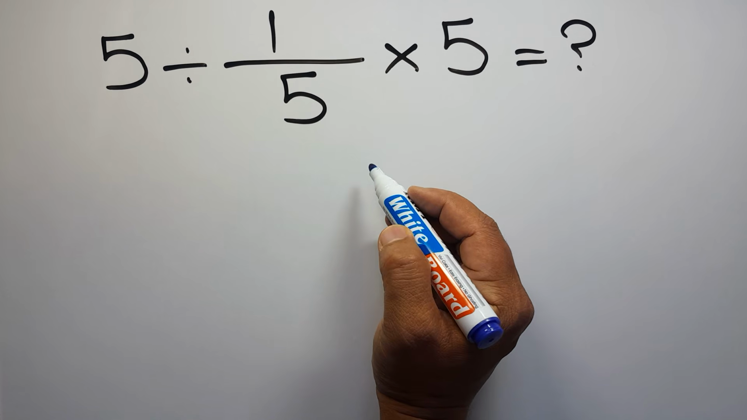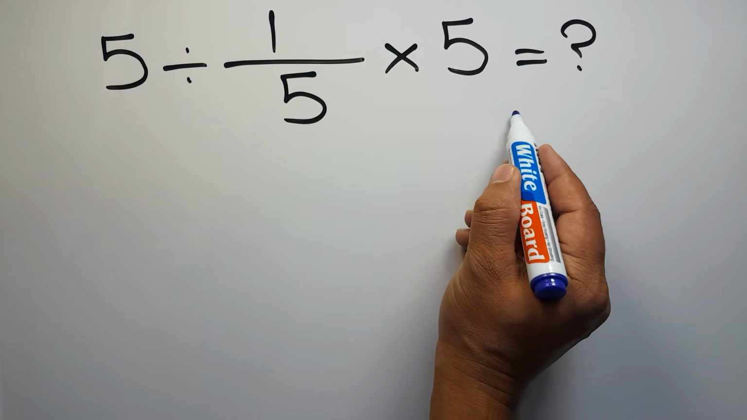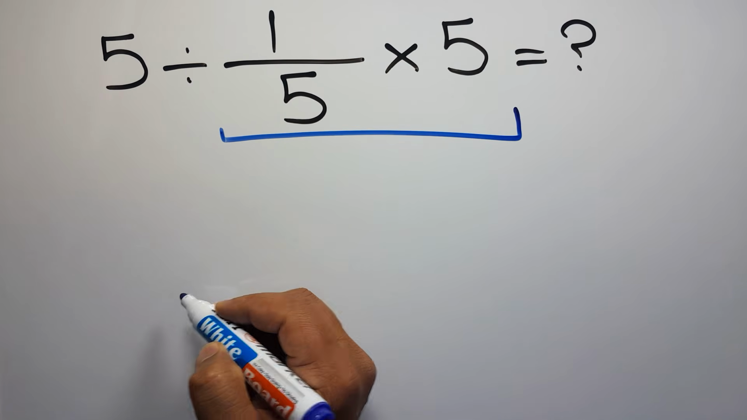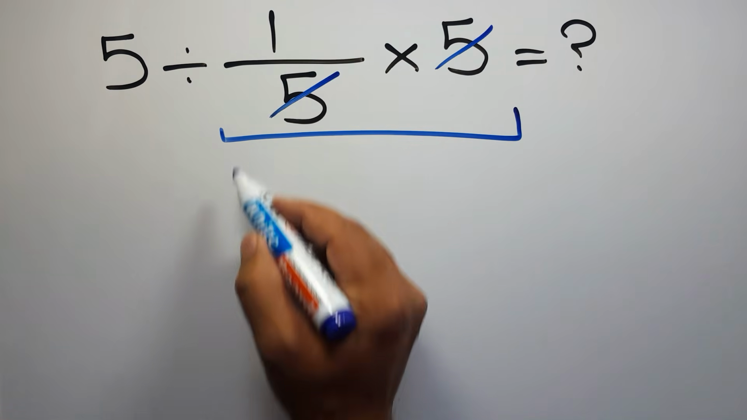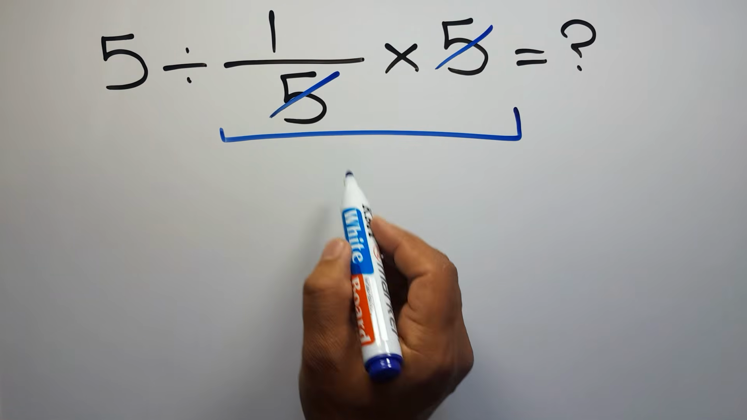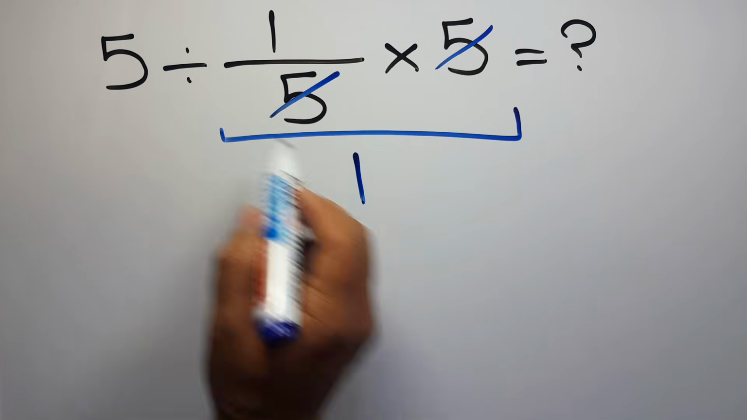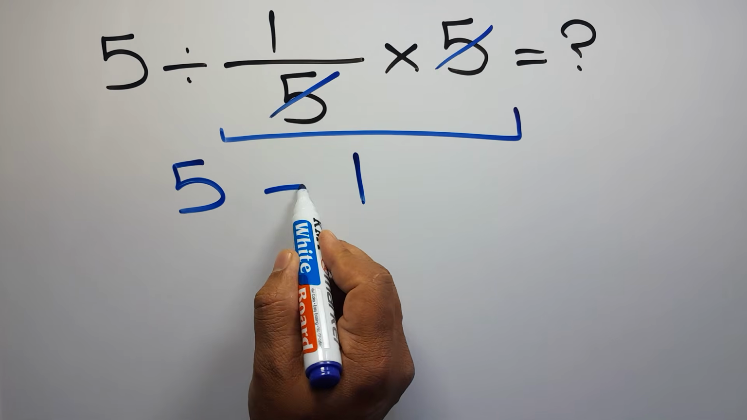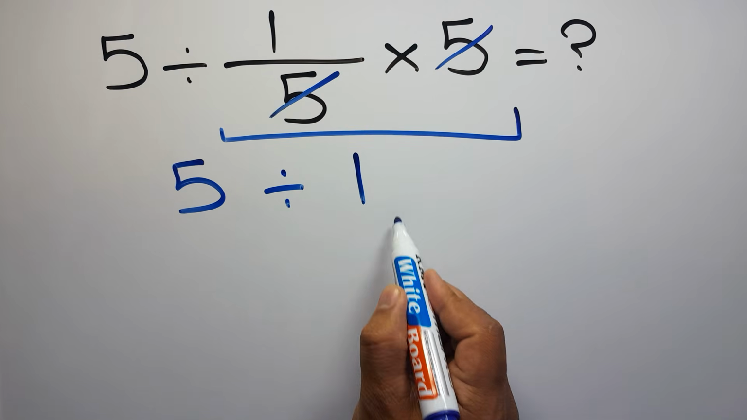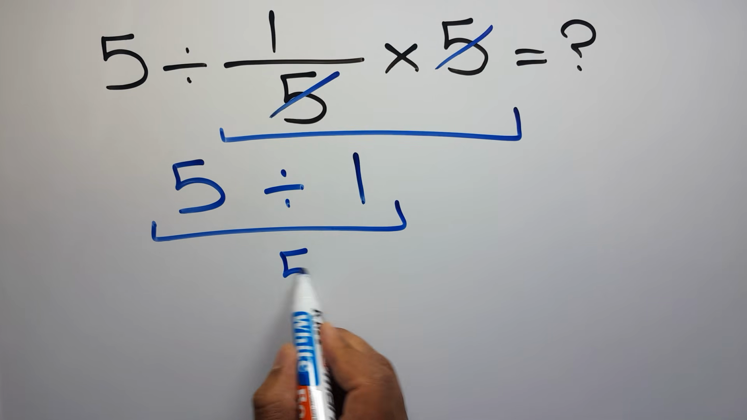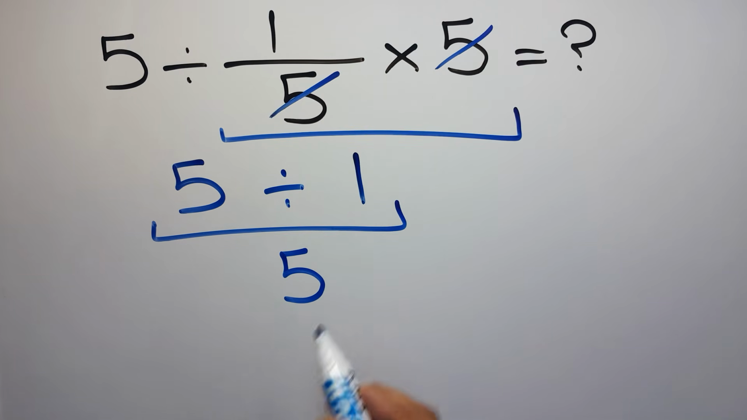First we do this multiplication, 1 over 5 times 5. We can easily cancel this 5 and this 5. So here we have just 1, and 5 divided by 1 is just 5. But this answer is not correct.